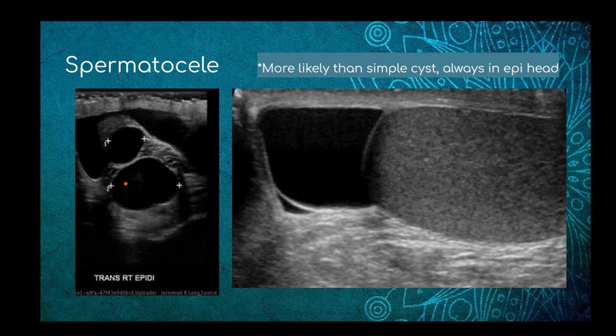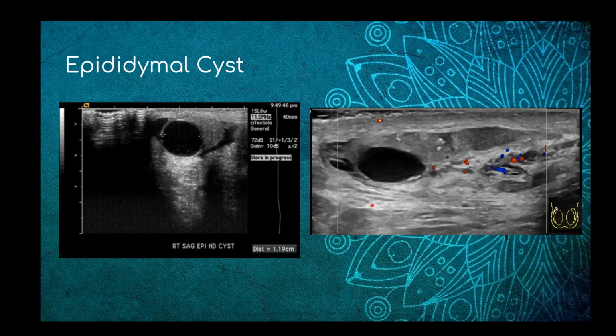Okay, so if you see an anechoic structure that kind of looks like a cyst up in the epididymal head, it's most likely a spermatocele versus a simple cyst. And then again, spermatoceles can only be in the epididymal head. So here we can see a little bit of the epididymal tissue, and then we've got a couple spermatoceles within it. This picture we saw earlier, this is actually the epididymis here with a giant spermatocele basically taking over all of where the epididymis would sit.